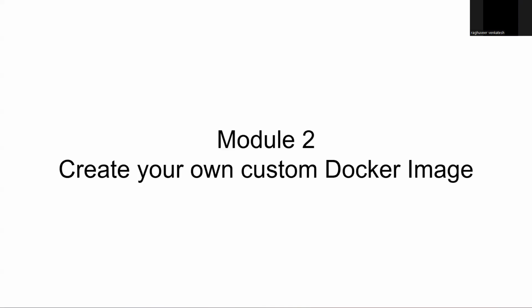Resume the workshop. We'll be starting with module two. In module one, we were running Docker images that were already there on Docker Hub. But suppose you want to create your own Docker image, for your own program, customized to your needs. That's what we'll be learning in module two.